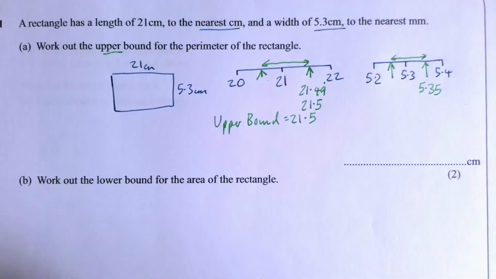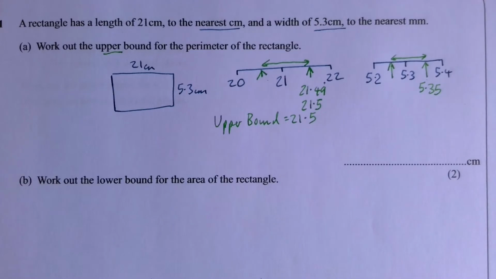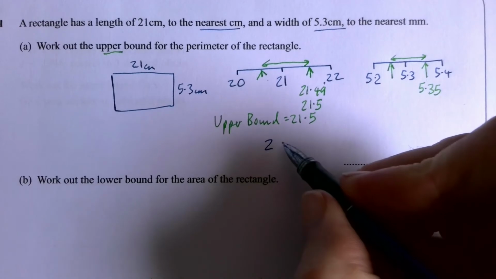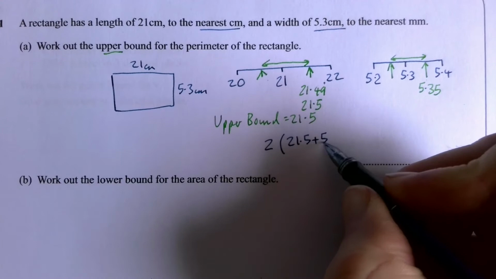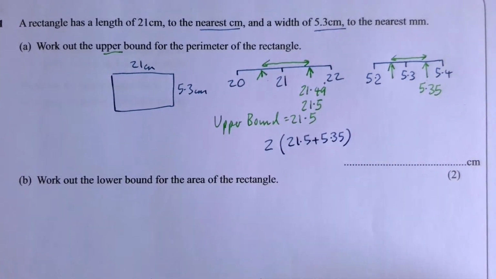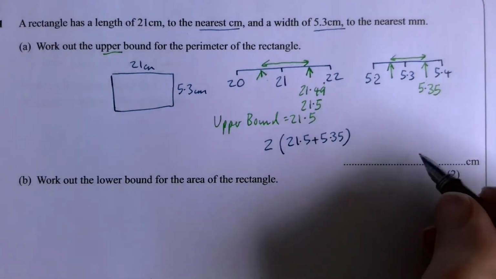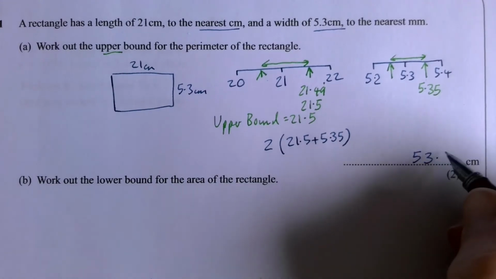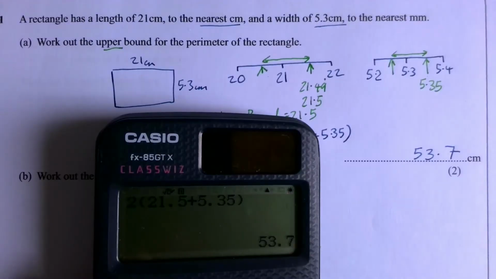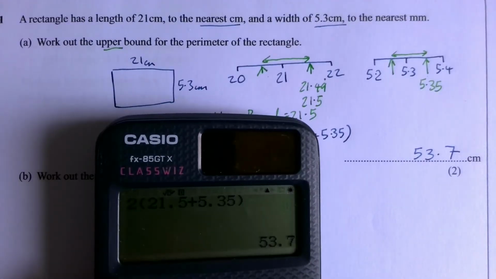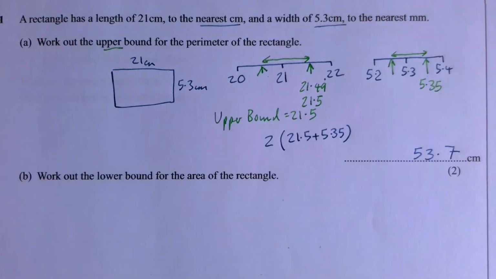So our perimeter is going to be, well, perimeter is the distance all the way around the outside, isn't it? So we could do 2 times 21.5 plus 5.35. Add those together and then times them by 2 in your calculator just the way that it is there, and that would give you 53.7 centimeters. And there's the evidence of that. So that's all you have to chuck into the calculator like that, but make sure that you're showing your working as you go.